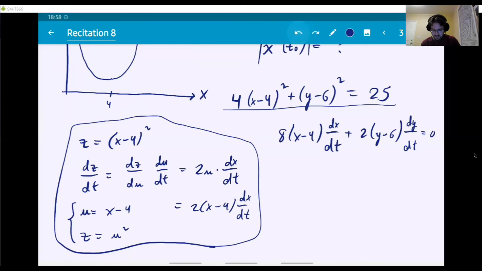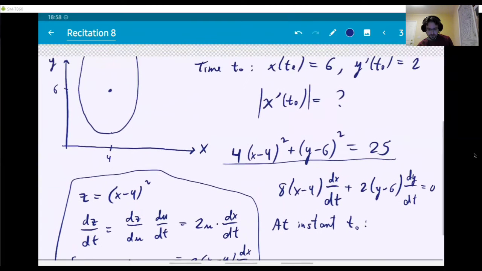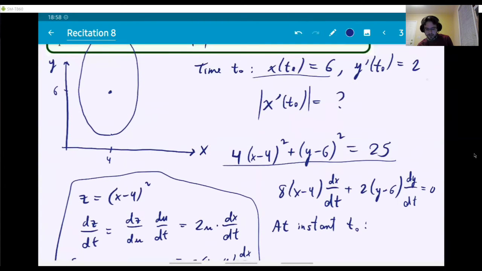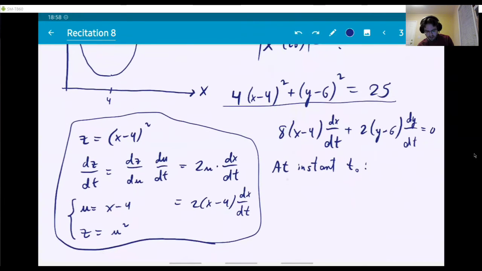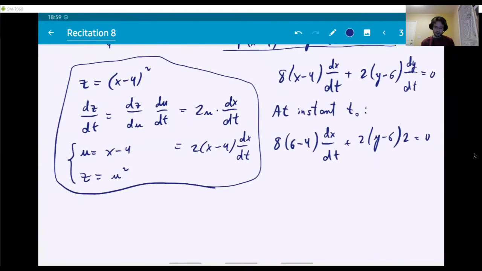Now at instant t0, after you've done the differentiation, you can start plugging in the values that you already know at that instant. We were given two values: x is equal to 6, and dy/dt is equal to 2. So I'm plugging those in. 8 times (6 - 4), plus 2 times (y - 6), we don't know y yet, dy/dt was 2. So simplifying here, 6 minus 4 is 2. That's going to be a 16 in here, and there's a 4 in here.